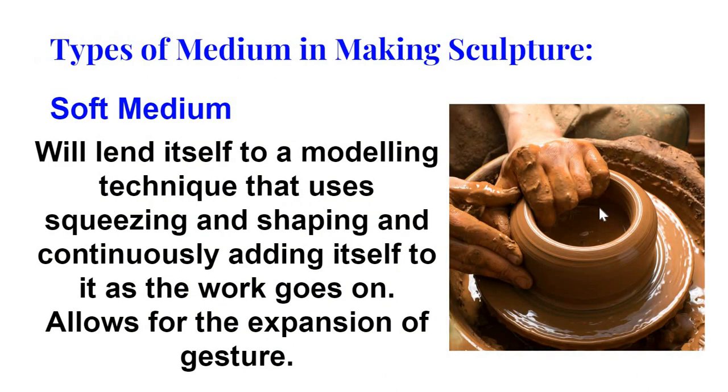Now let us take a look at the different types of medium which are used in sculpture. First is the soft medium. Just like here, the clay. At first, it is really soft. You have to do a certain gesture to make it expand, and you need to continuously add to increase its height. So that is soft medium.